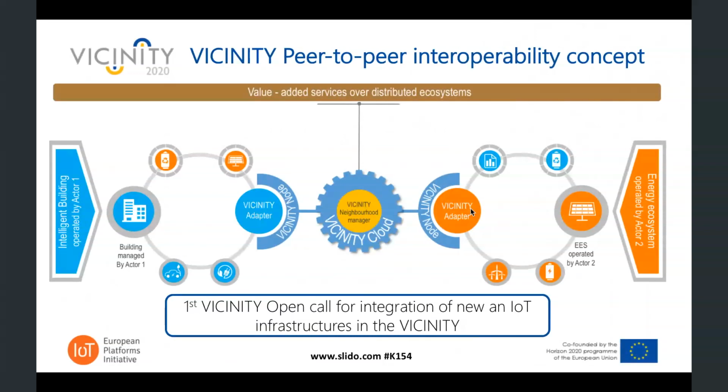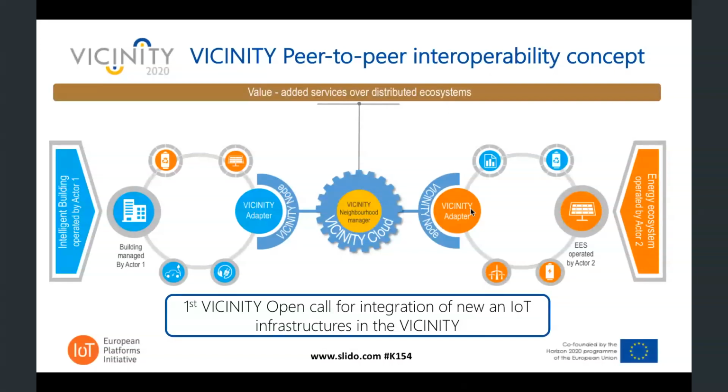In this case, we have two ecosystems or infrastructures integrated together through the VICINITY. On the left side, we have some building infrastructure, the blue boxes, with devices and appliances connected, a car or whatsoever. On the right side, you have an energy ecosystem, with some PVs, wind turbines, or even batteries. Both of these infrastructures are integrated into the VICINITY through the VICINITY adapter.